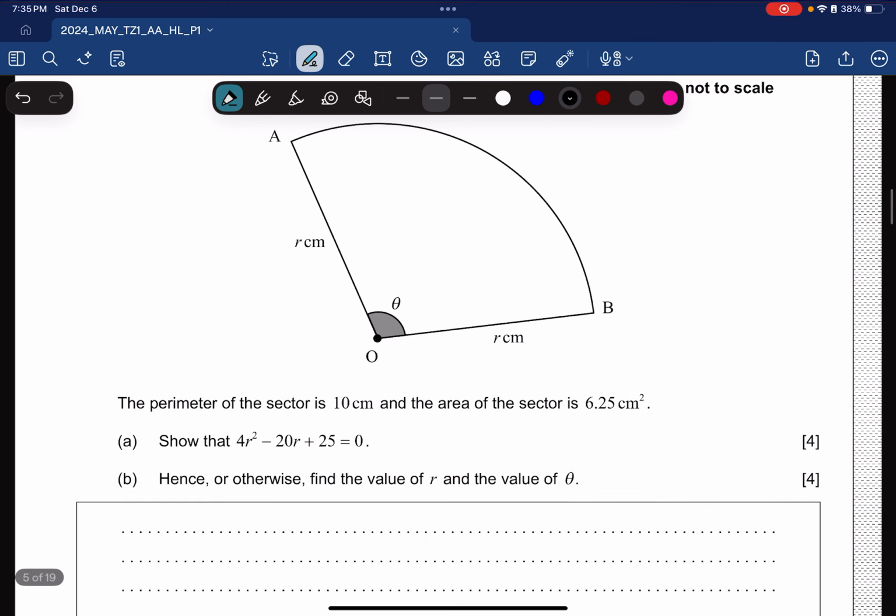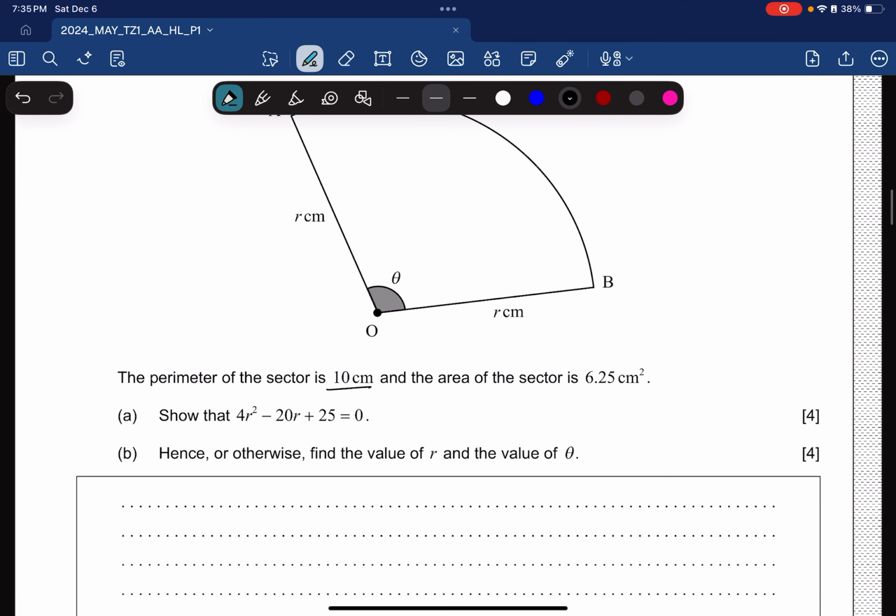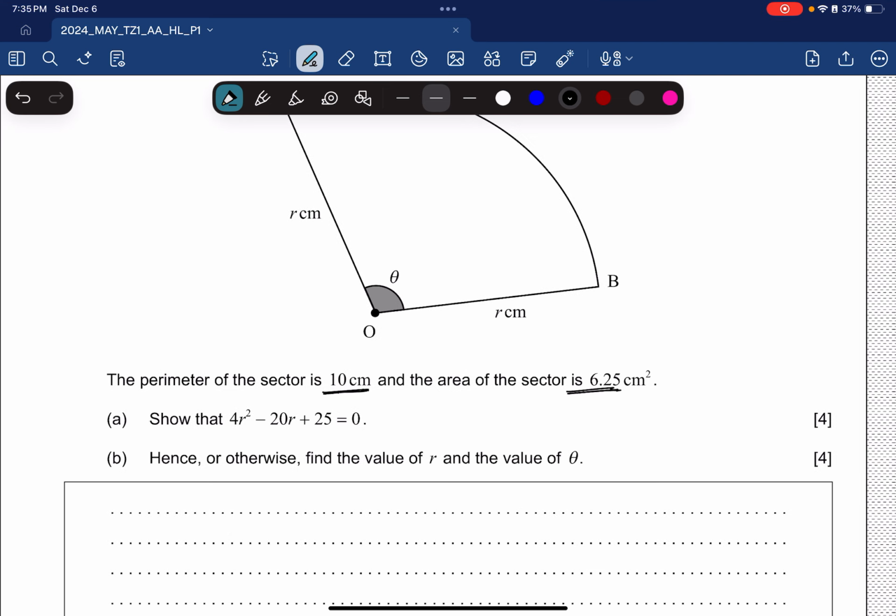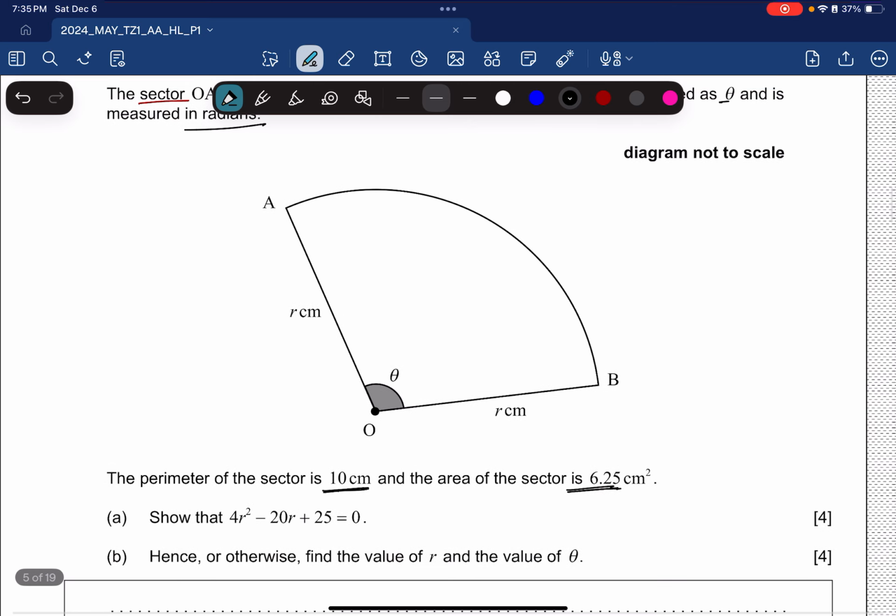The perimeter of the sector is 10 centimeters, and the area of the sector is 6.25 centimeters squared. Show that for A, r squared minus 20r plus 25 is equal to 0. So, what am I given here?